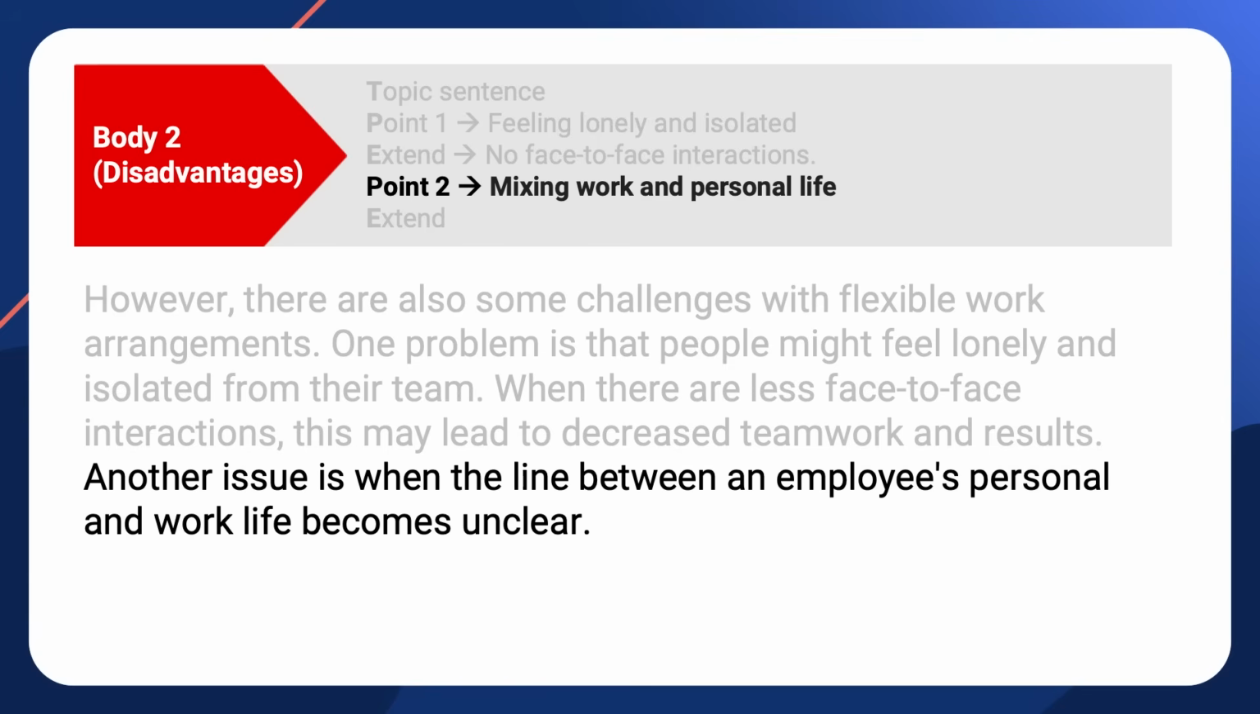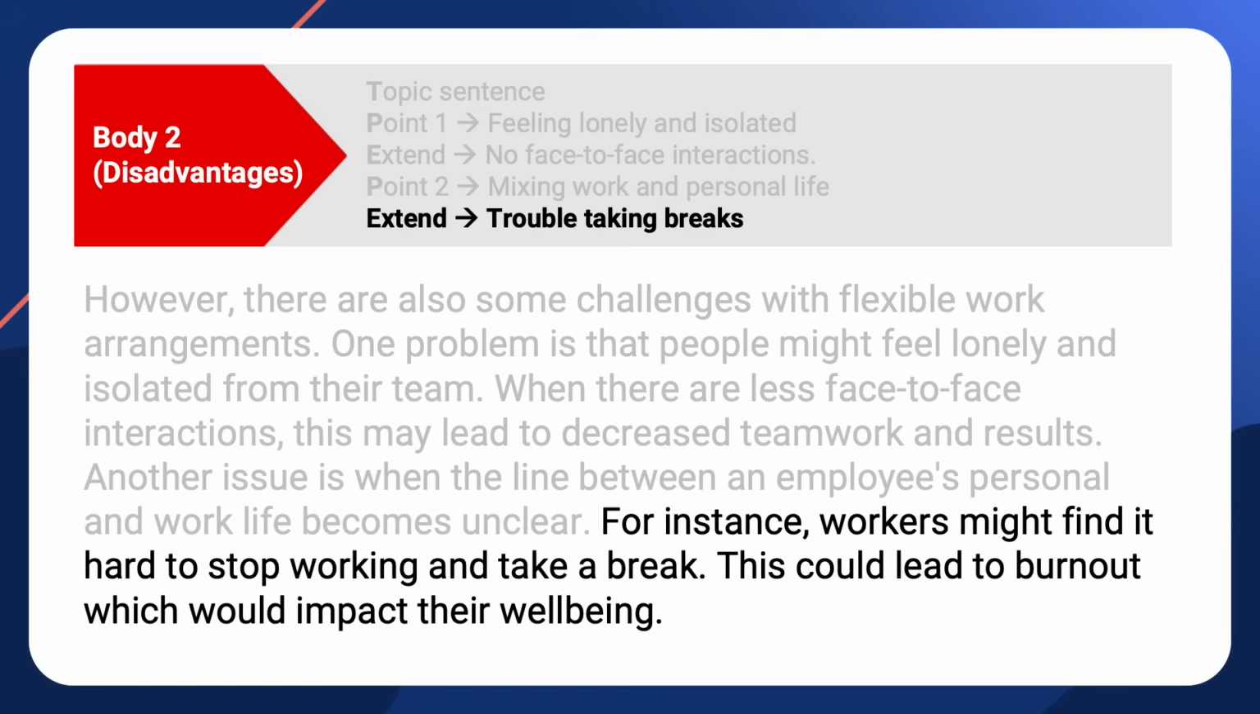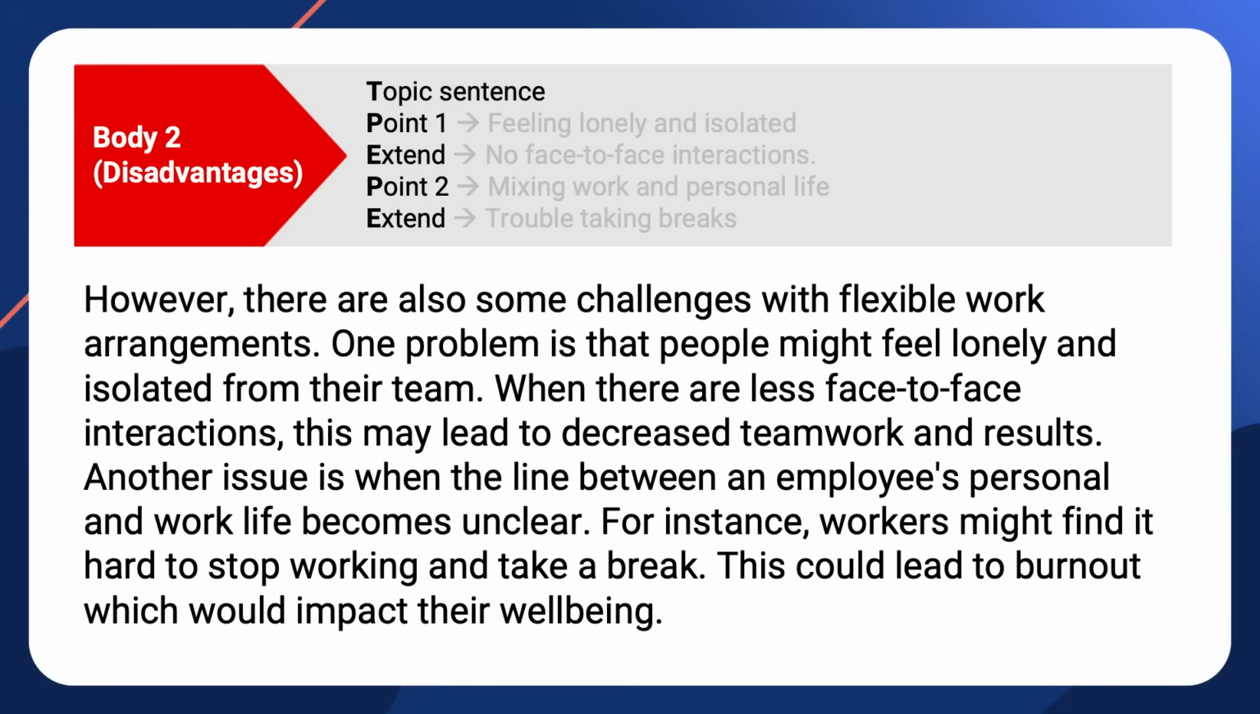Great. And then we need to extend on this point. We need to expand with examples and evidence and explanations. So I'm going to lead my example with, for instance. For instance, workers might find it hard to stop working and take a break. This could lead to burnout, which would impact their well-being. So I have explained the impact of trouble taking breaks and how that would look like for an employee. And that is our second body paragraph complete.